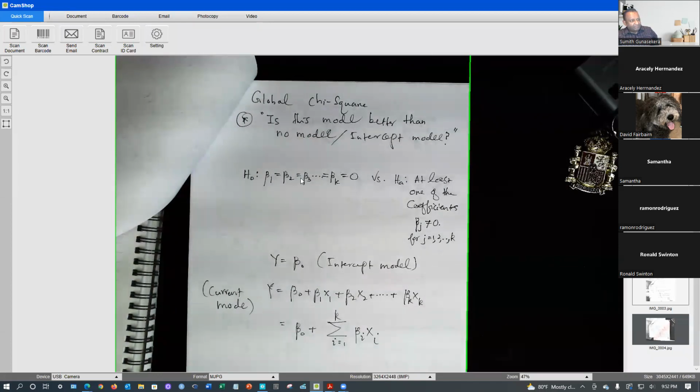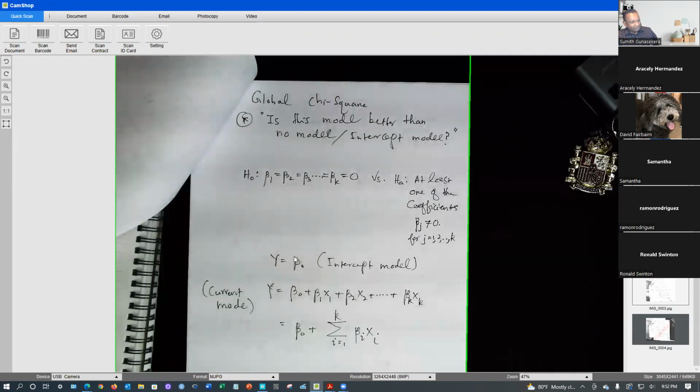Intercept model means when you have k many variables, all these should be set to 0, and then at least one of the coefficients should not equal 0. Then your intercept model is nothing but this one, and your current model is like this. I'm writing this way for my convenience in order to generalize for any kind of regression. In logistic regression you don't have a y, but remember that part as well. Mainly I'm focusing on this part.